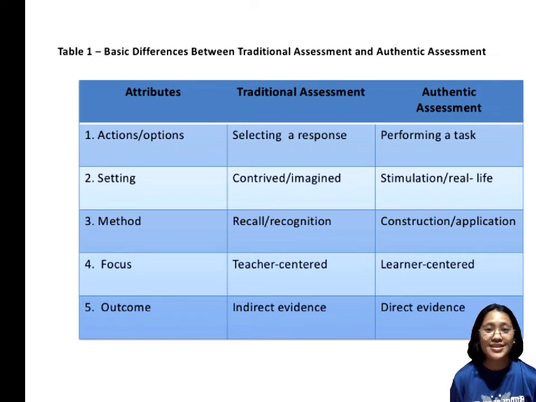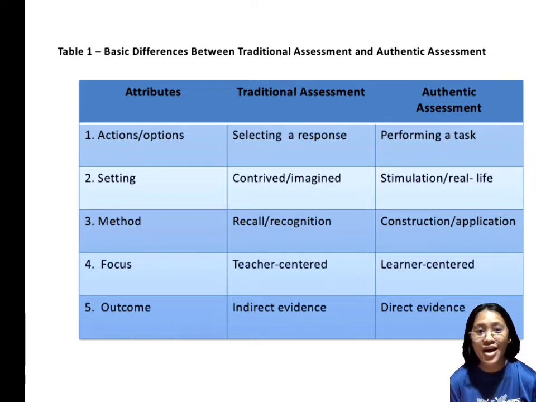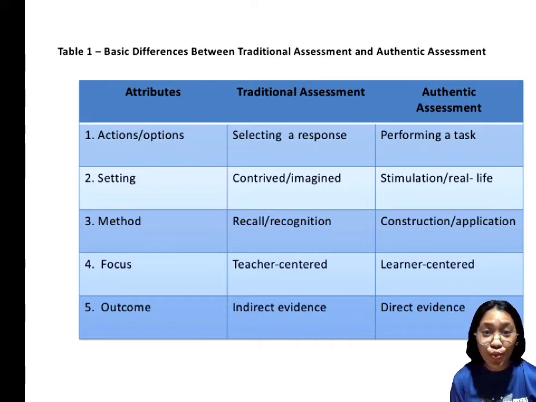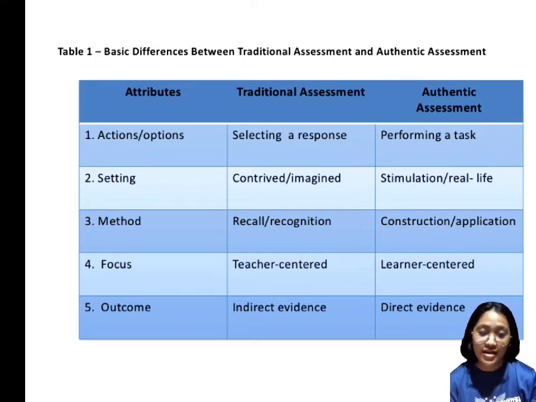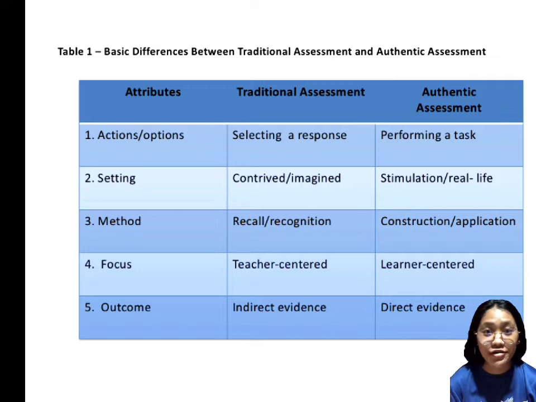The second attribute is the setting. In traditional assessment, it is contrived or imagined, because the students are asked to demonstrate proficiency by answering questions that require them to choose from four possible answers. One example of this is the multiple choice. While in authentic assessment, the students are asked to demonstrate proficiency by doing something. They perform, they demonstrate something very close to real life. Just like here in the table, it says simulation or real life.